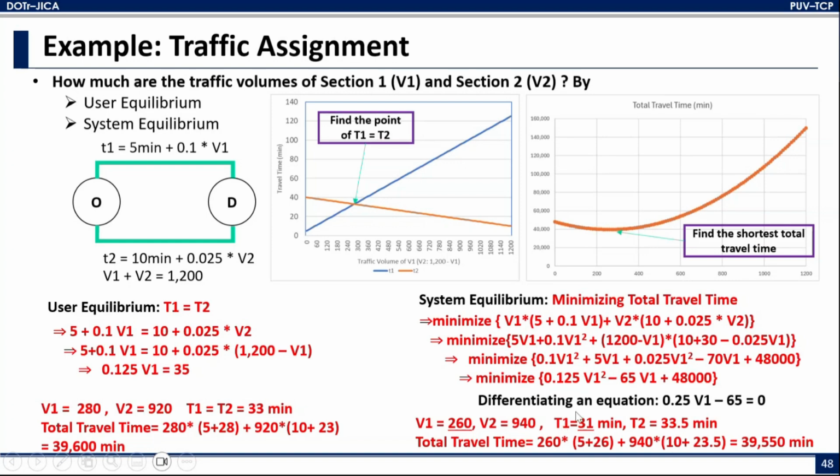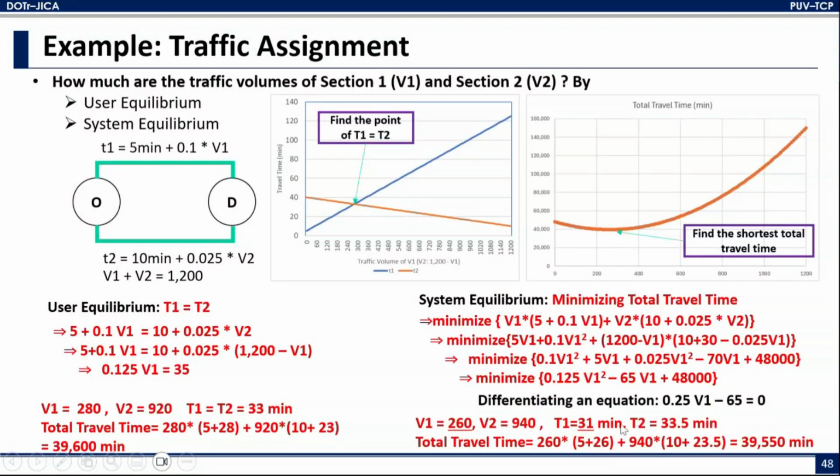And the travel time 1 equals 31 minutes. And the travel time 2 equals 33.5 minutes. Then you can see the travel time is also different between the users for V1 and V2. And the people who use section 1 are getting the benefit of 2.5 minutes shorter travel time than the people on T2.